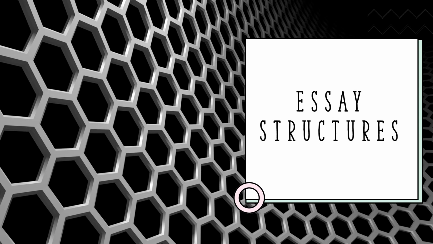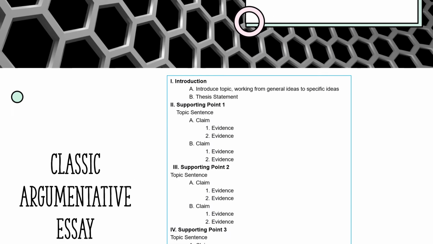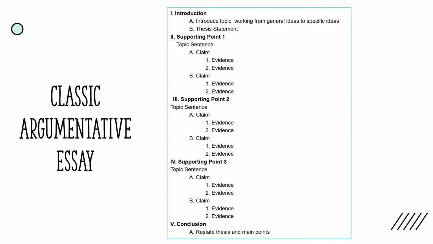There are many ways you can structure the outline of your essay depending on the type of essay you are writing. We'll start by looking at the most common structure for a classic argumentative essay, which focuses on arguing your position on a topic. Check out this example. Your first paragraph will be your introduction. Your introduction should introduce your topic, working from general ideas to more specific ideas. End your introduction with your thesis statement.